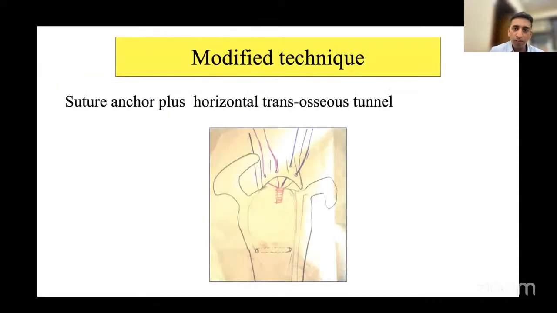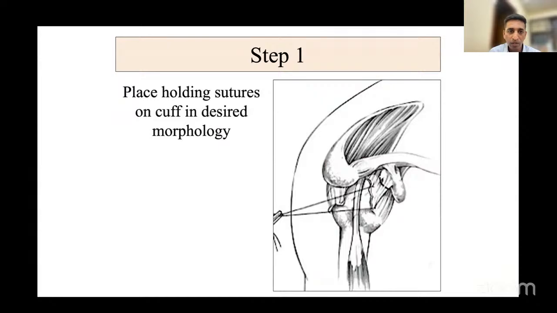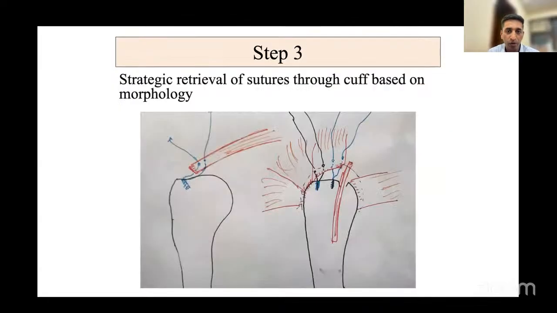What I use is a modified double row technique. It is a combination of a medial row suture anchor and a lateral horizontal transosseous tunnel for the lateral row. So after exposing the cuff, step 1 would be to expose the cuff properly, like that. Place the holding stitches. Step 2 is to put the medial row anchor, just like what you are using. Many times we want to medialize this if there is a tendon loss, or we can put it normal at the cartilage and bone margin. It can be a double loaded or triple loaded anchor.